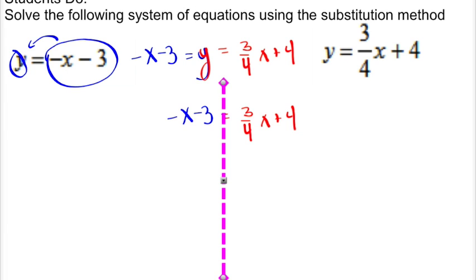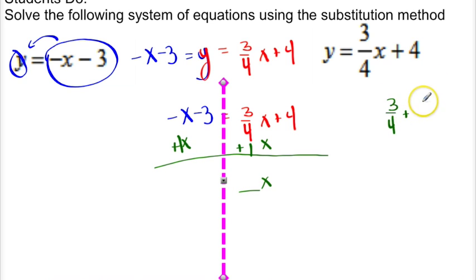So first thing I need to do is move my x's. I'm going to move the smaller of the two. I'm going to add an x here, and I'm going to add one x over here also. The invisible number in front is a 1. Now, the hardest part about this is the fractions need to be added together. I know it's going to be something x. I just need to add 3/4 plus 1.